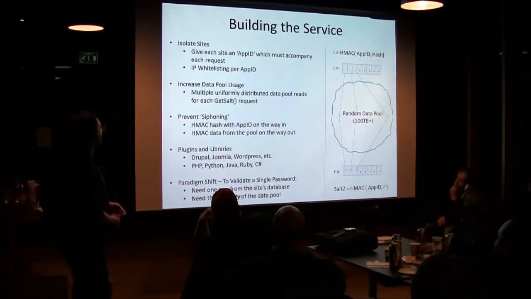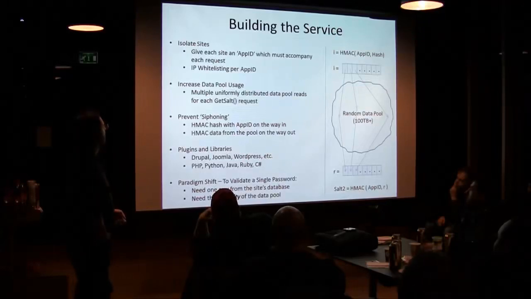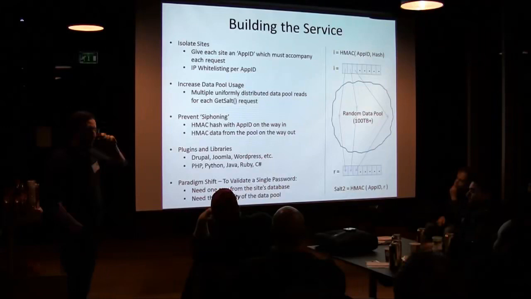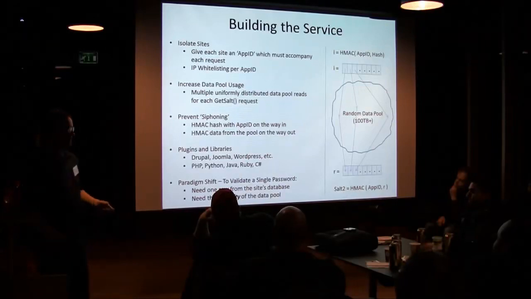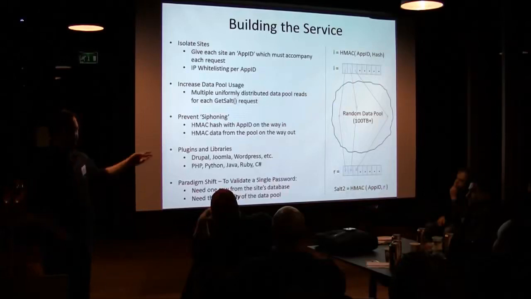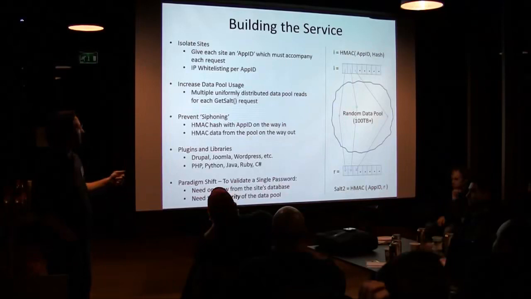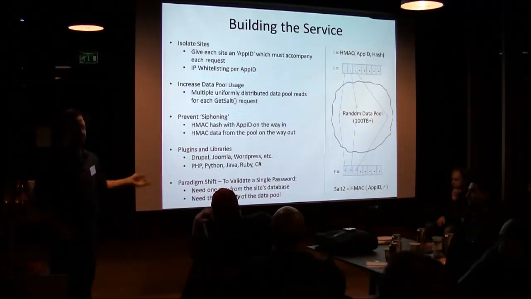How's that right? We give each site an app ID. It's just a random 32 byte value. The site can then do things like whitelist on their app ID. So they'll say, well, my server is at this IP or at these IPs. And so if somebody's going to connect to you and ask for a salt with this app ID, it better be these IPs.